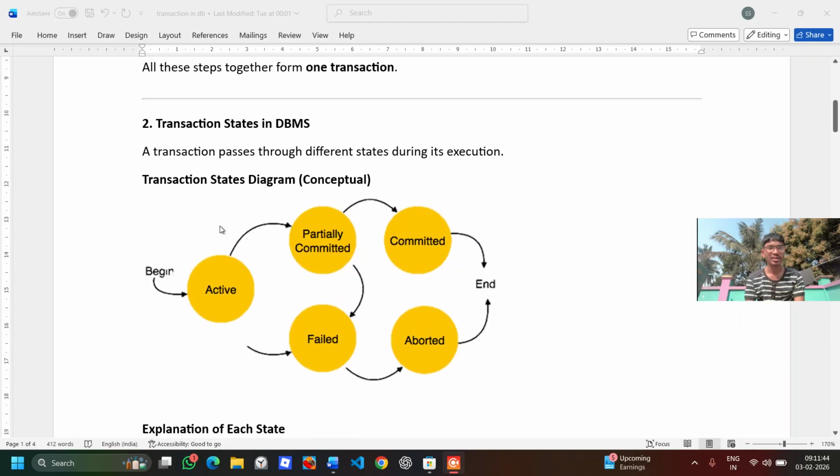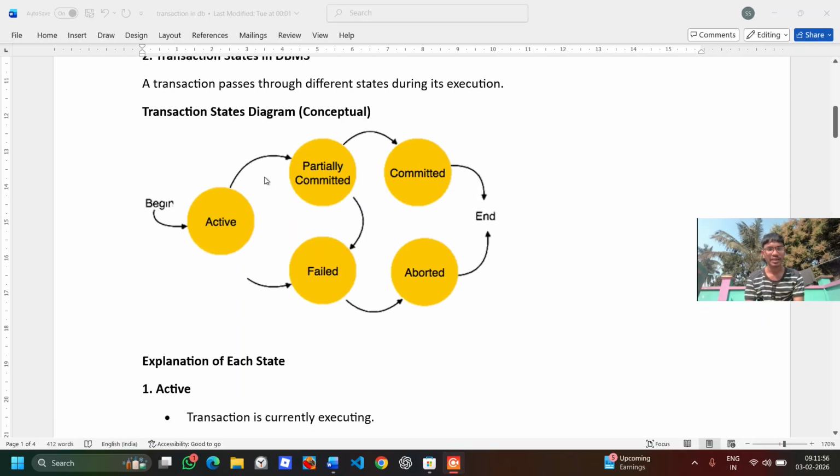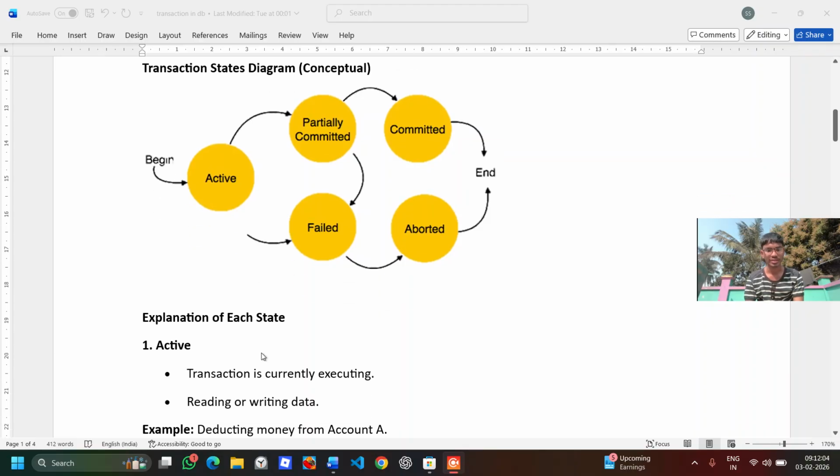Next, we are going to talk about the states of transaction. What are the states that a transaction passes through? There are basically five states: active, partially committed, failed, committed, and aborted. We are going to talk about all of them.